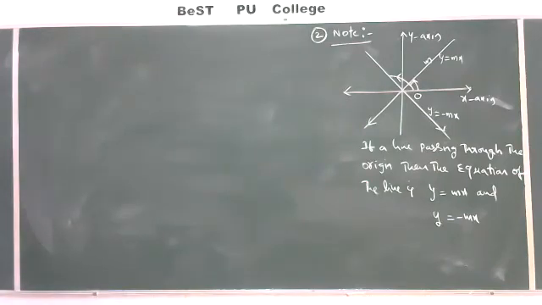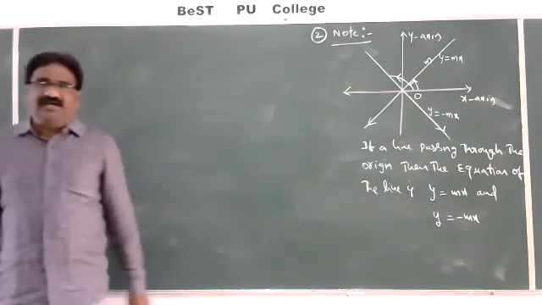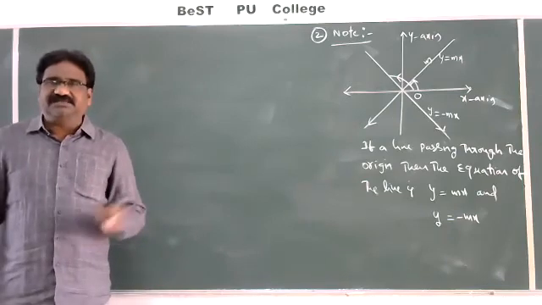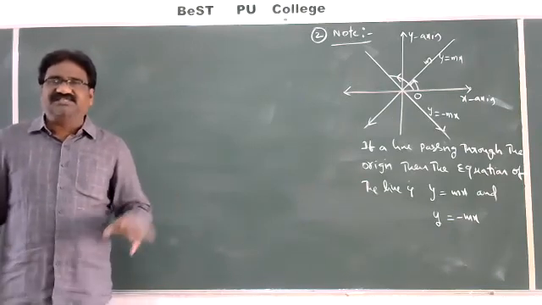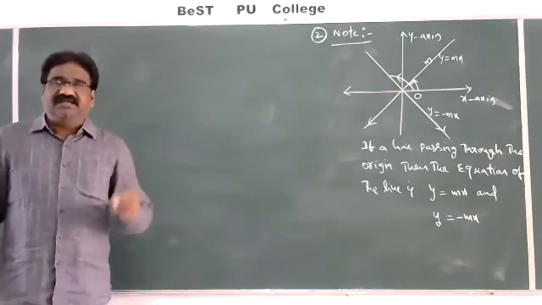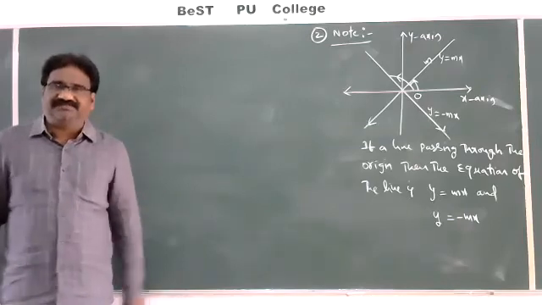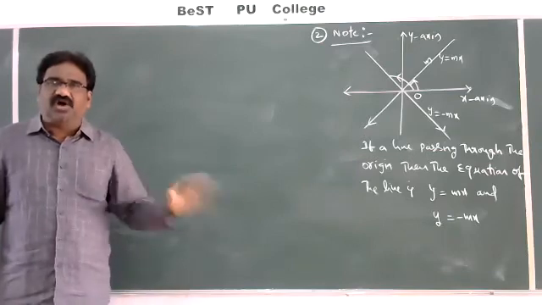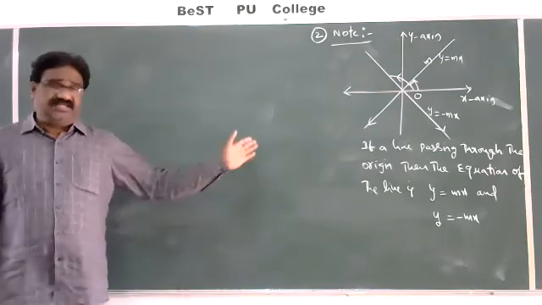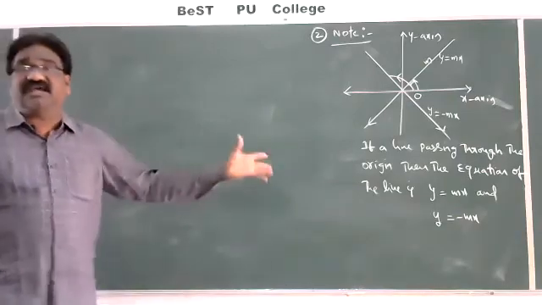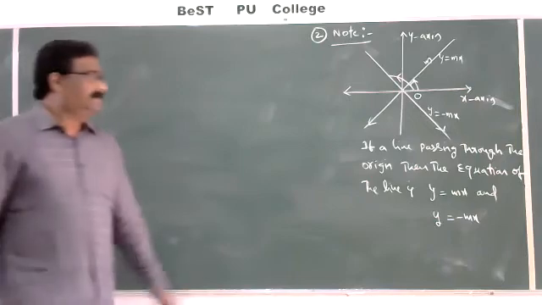Yes, this is the concept of slope and intercept form. Slope and x-intercept, slope and y-intercept. Slope and y-intercept is y is equal to mx plus c, if c is the y-intercept. If the x-intercept is d, then y is equal to m into x minus d. If the intercepts are zero, that means the line passes through the origin, then the equation of the line is y is equal to mx or y is equal to minus mx. Next.